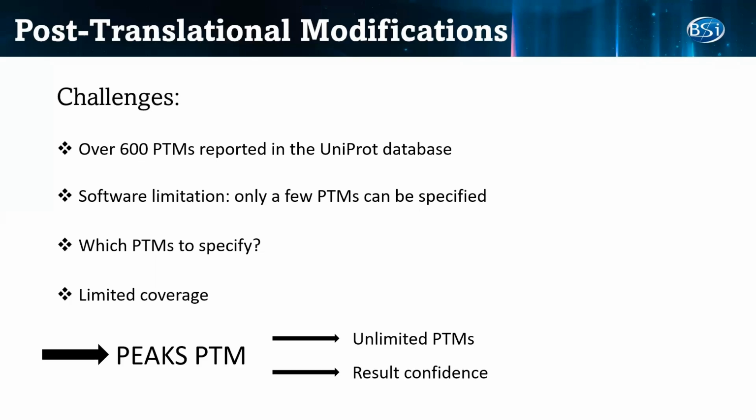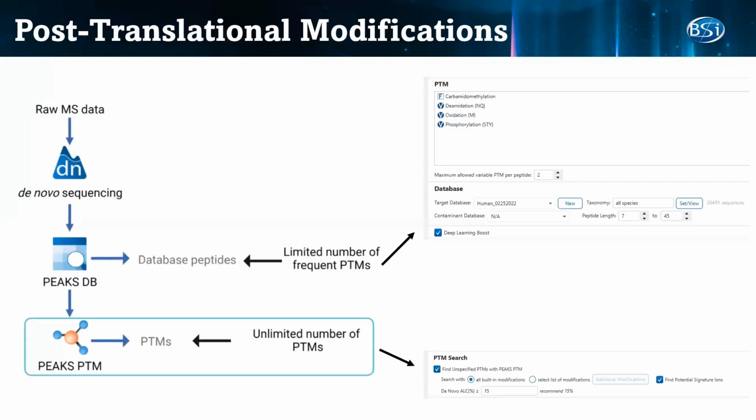PEAKS PTM addresses these challenges by introducing an algorithm whereby unlimited PTMs can be searched. In the PEAKS workflow, the raw MS2 spectra are de novo sequenced, followed by a database search. In this database search, a limited number of more frequently occurring PTMs are specified to try and keep the search space controlled. The PEAKS PTM search can then be run to identify additional PTMs. In this round of the search, only the spectra that meet a certain de novo score and were not assigned to a database peptide are searched.